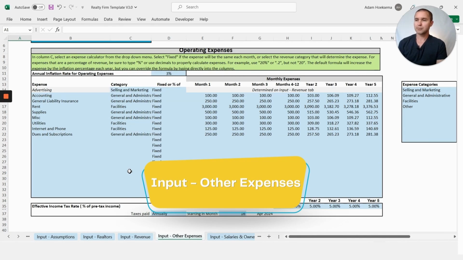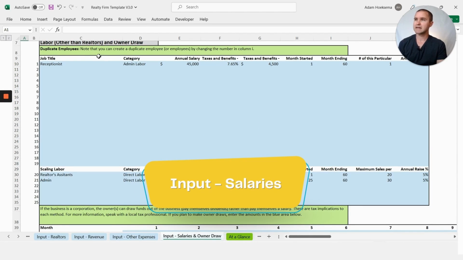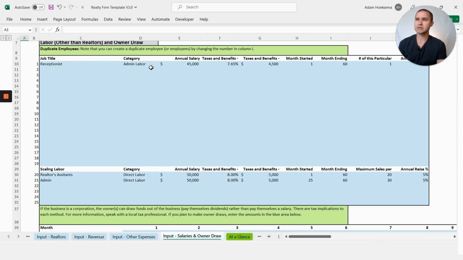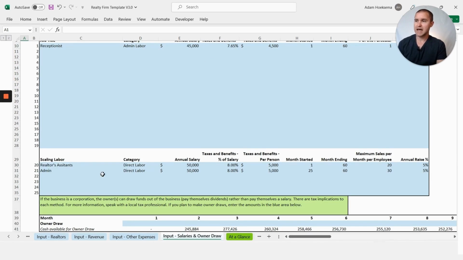All right, so moving on to our input other expenses tab here, we can put in just general operating expenses. So things like accounting, general liability insurance, rent, and utilities, various operating expenses for the business. And then we'll have the ability to add in salary positions. So this would be a receptionist, maybe for the office, any back office admin. You can add in this scaling labor here. And basically, as the business grows, you may need to add additional employees.